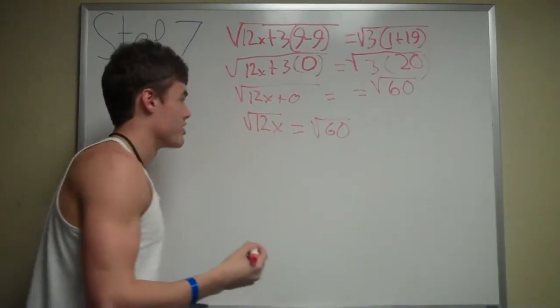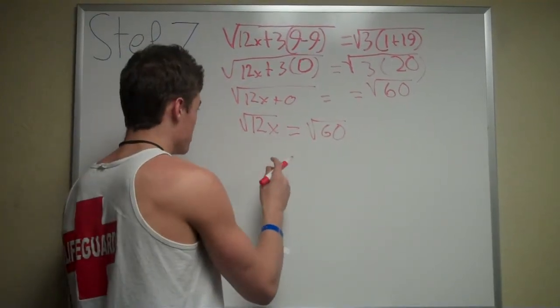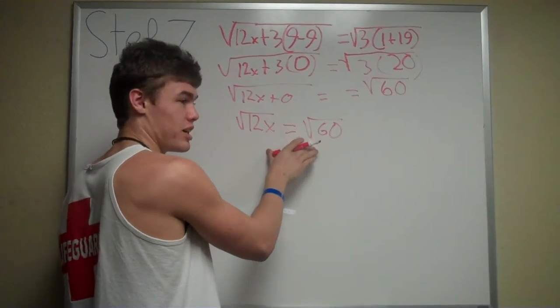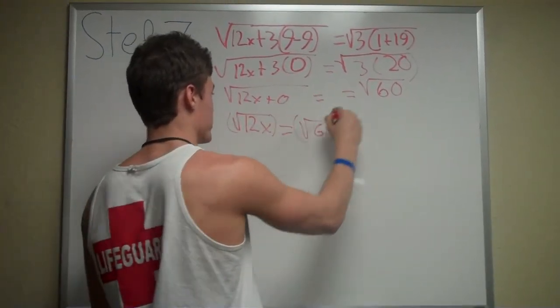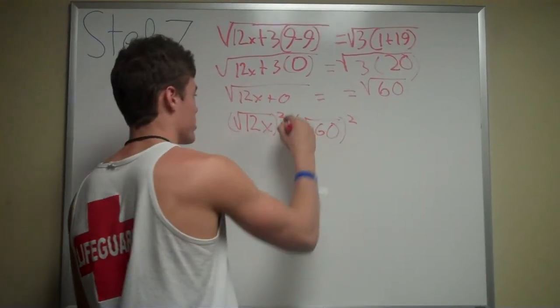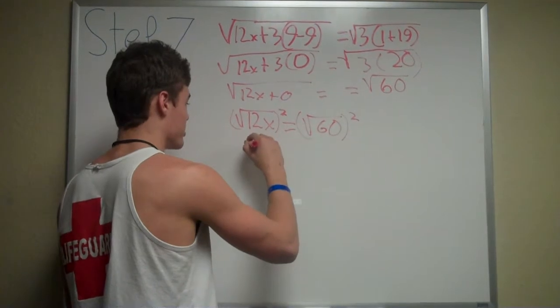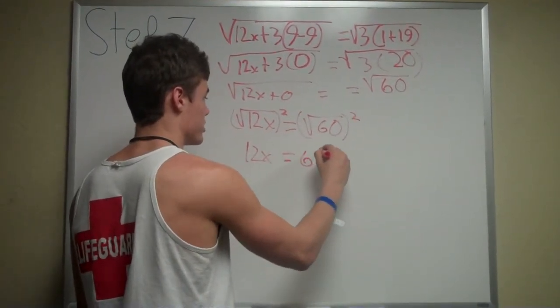Now since we have x by itself, we're going to solve for x. Both of these have a radical over them, so we'll square both sides in order to get rid of the radical. The quantity of both sides, that is. This equals 12x equals 60.